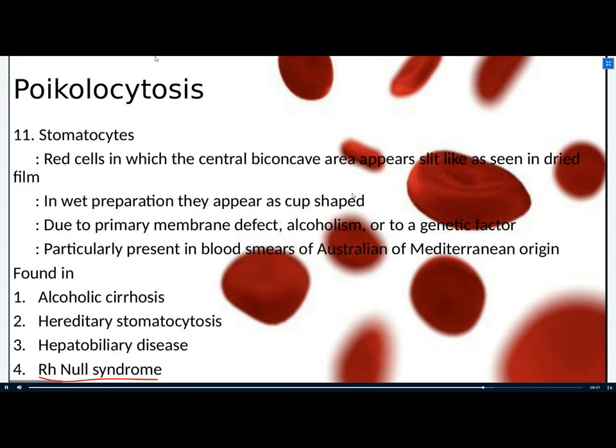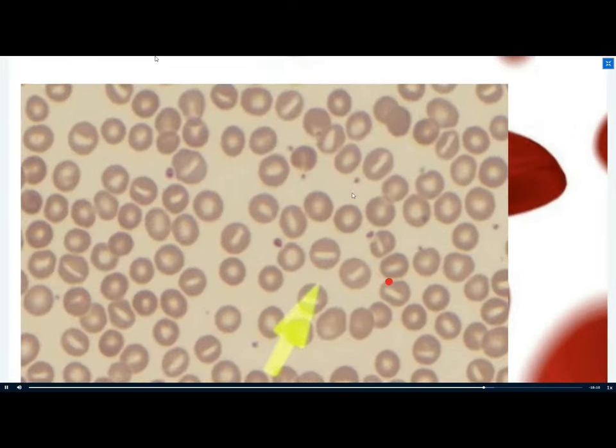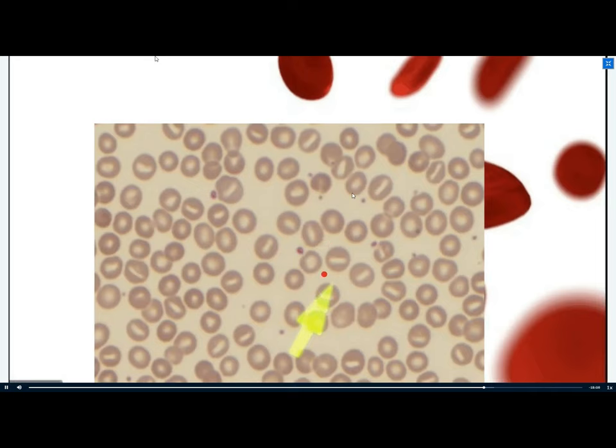Rh null syndrome. They would appear like this, class, parang hulugan ng coins. Para silang hulugan ng coins. Stomatocytes. May slit-like. Slit. Ang Tagalog, hiwa or cut. The central part.